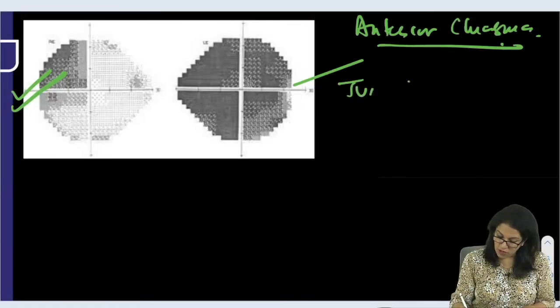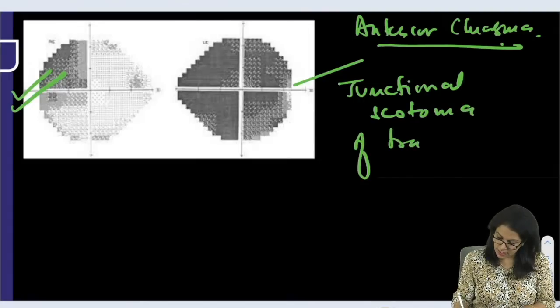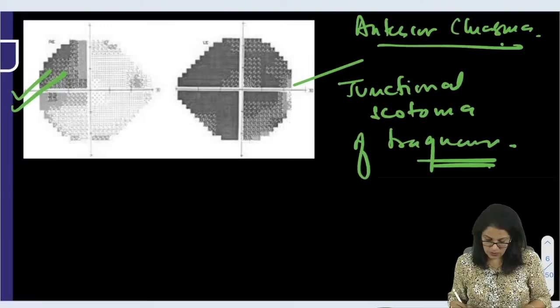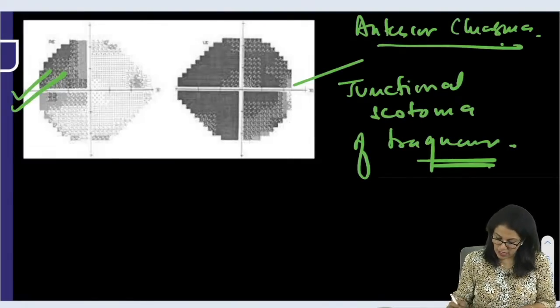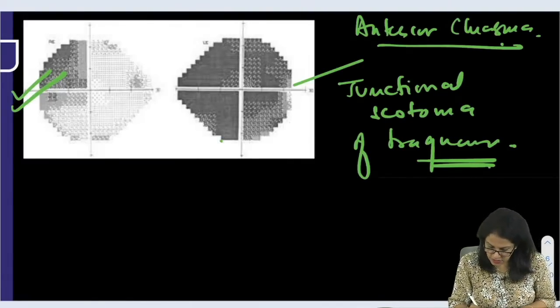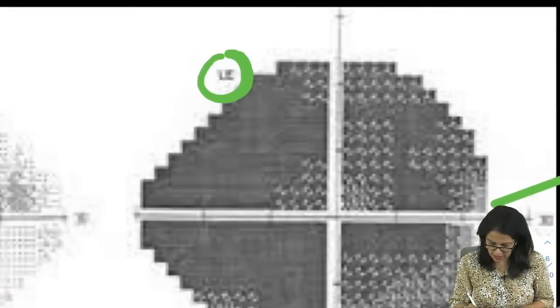We also call it what? Junctional scotoma of Traquair. Right? So junctional scotoma of Traquair. So if there is a left-sided lesion, it is written here, left eye. Yeah, this is written left eye, right?